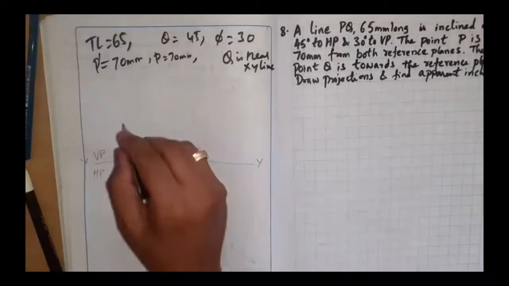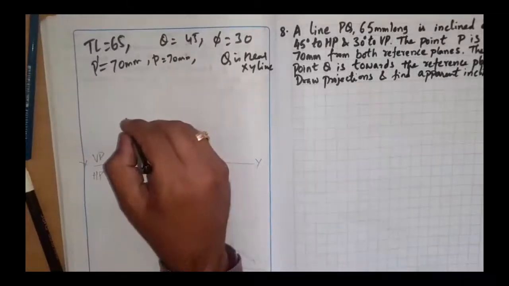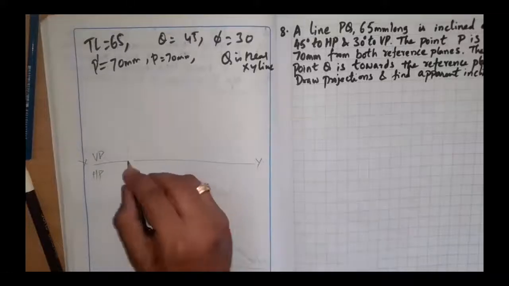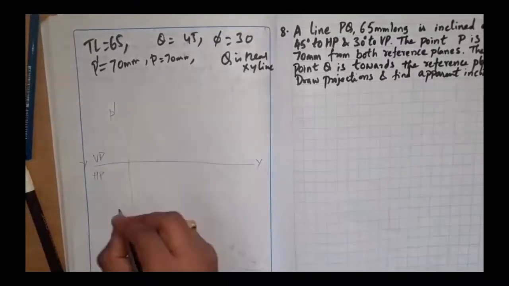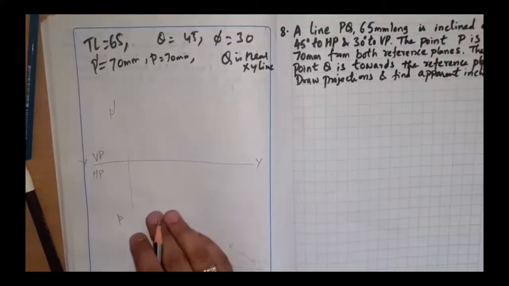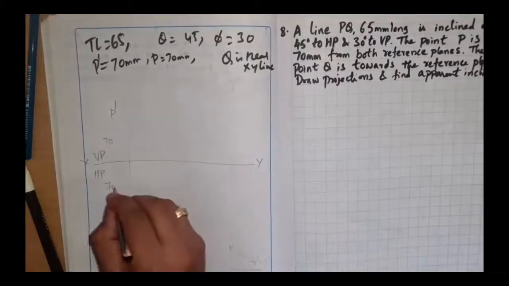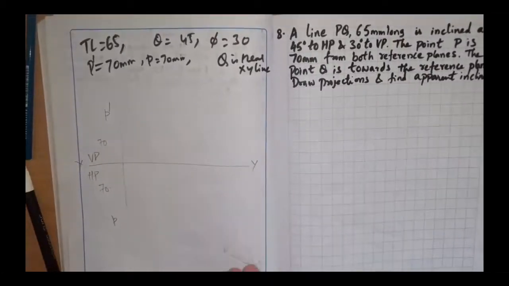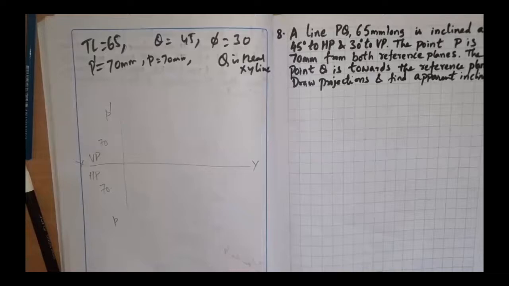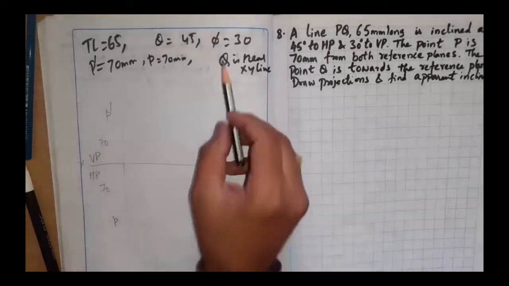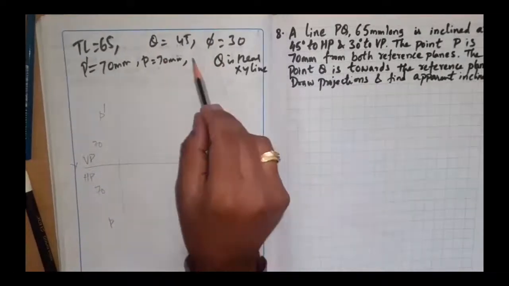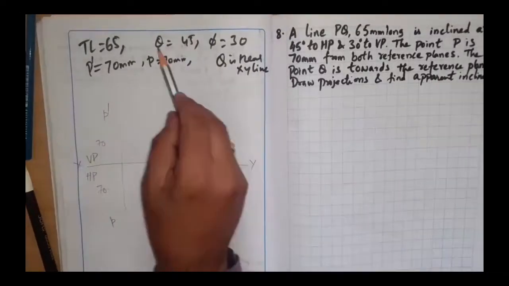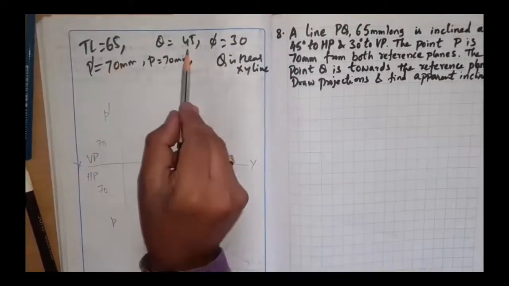So P dash and P, I'll first mark at a distance of 70 mm, 7 boxes and 7 boxes. I'll identify P dash and P. 70, 70. Are you able to get it? Yes, sir. Next. Theta is 45 degrees. See, inclined to HP, the true length 65 mm, 45 degrees.